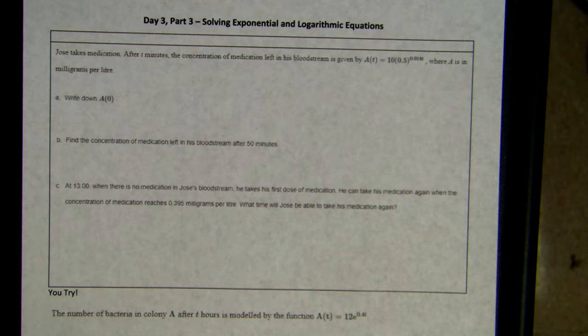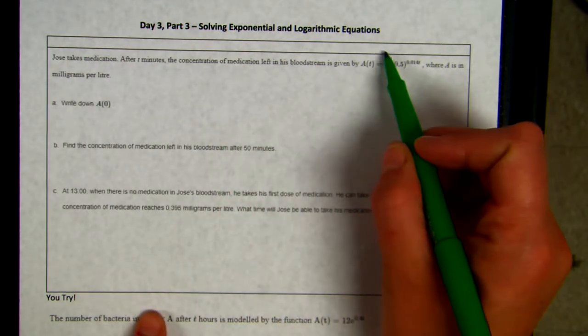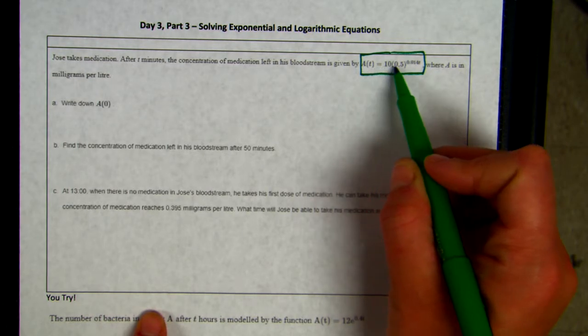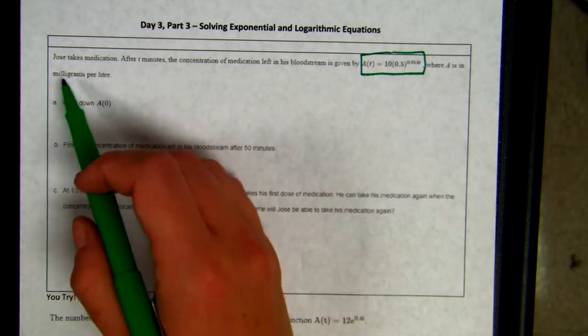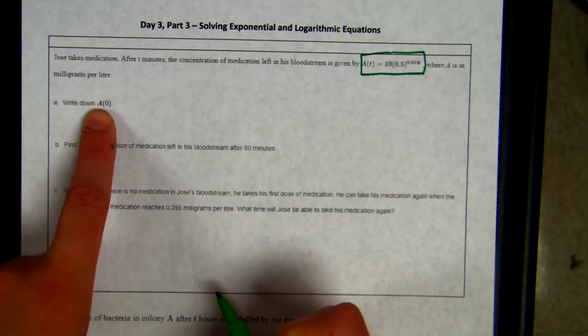So this one says Jose takes medicine. After t minutes, the concentration of medicine left in his bloodstream is given by this equation. A(t) equals 10 times 0.5 to the power of 0.014t, where A is in milligrams per liter. The first one says write down A of 0.